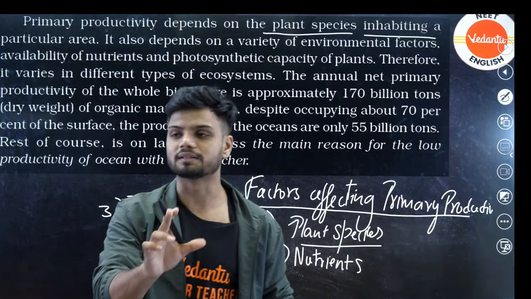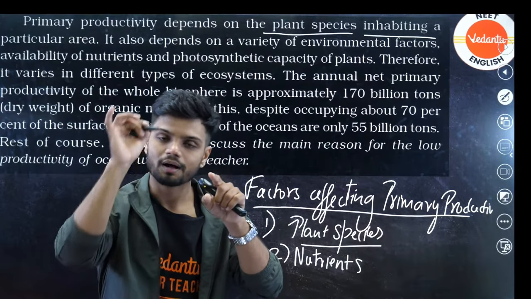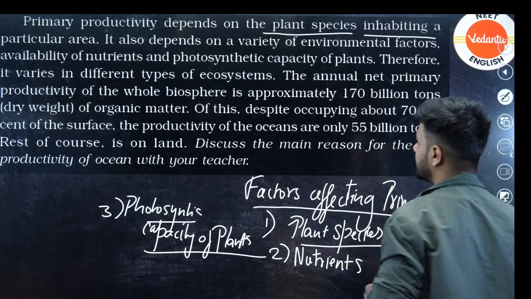Students, I am making you write this. Why am I making you write this? I want everyone to keep a small book. Write down this point or sticky notes and stick it on your NCERT. Okay, let's read now.